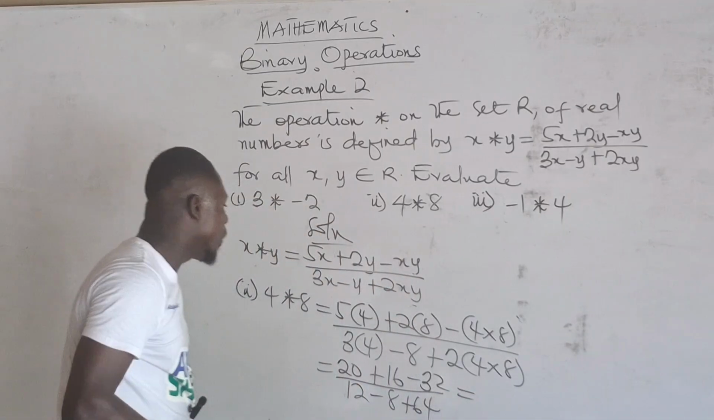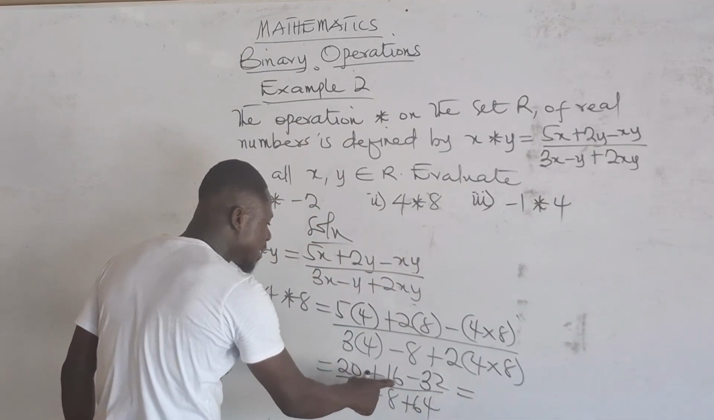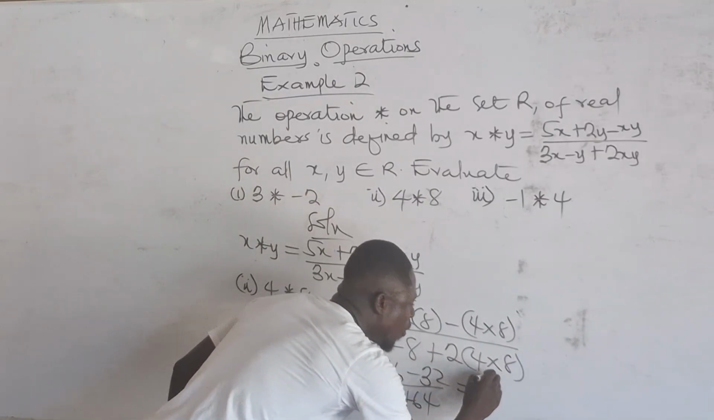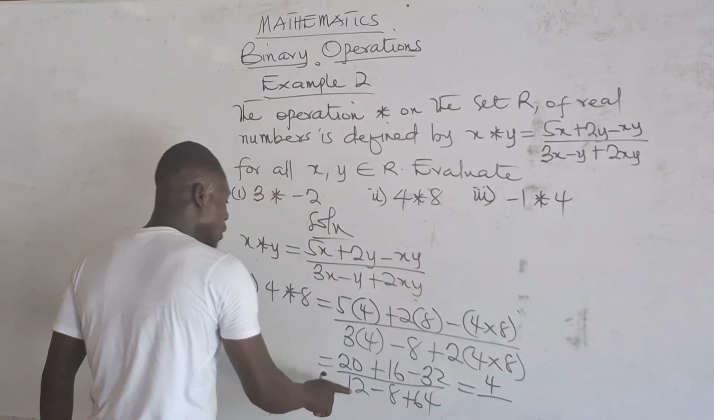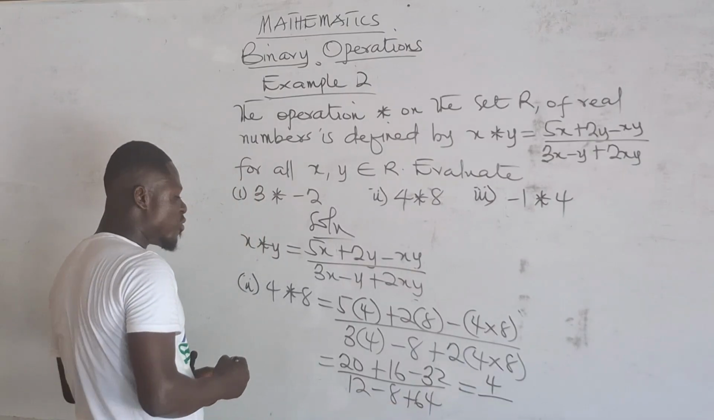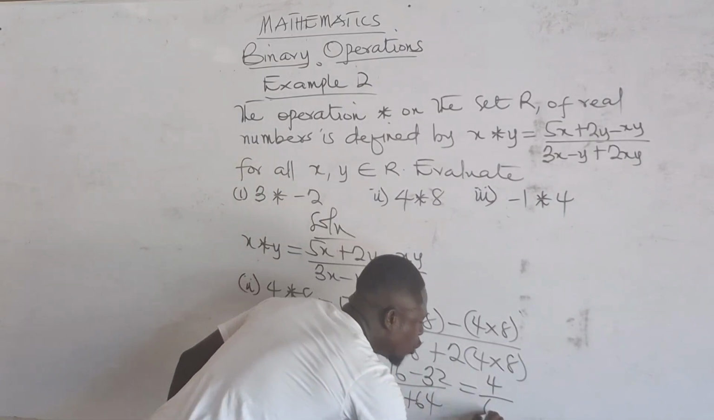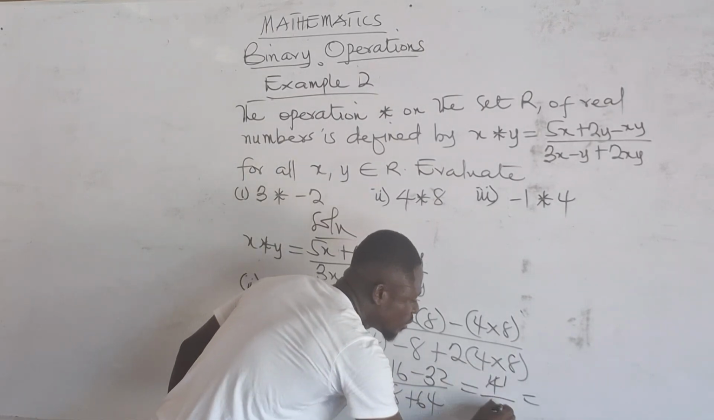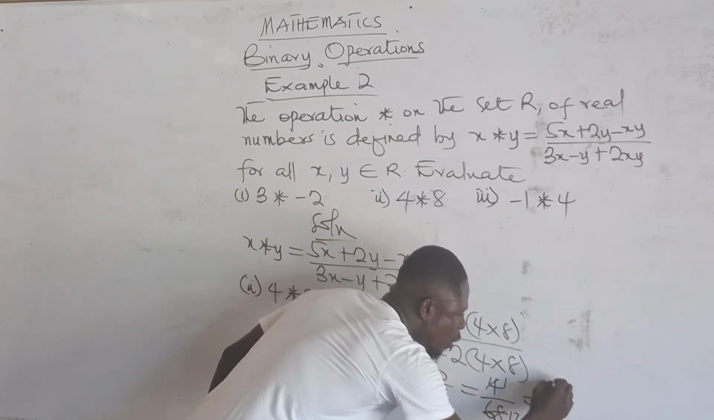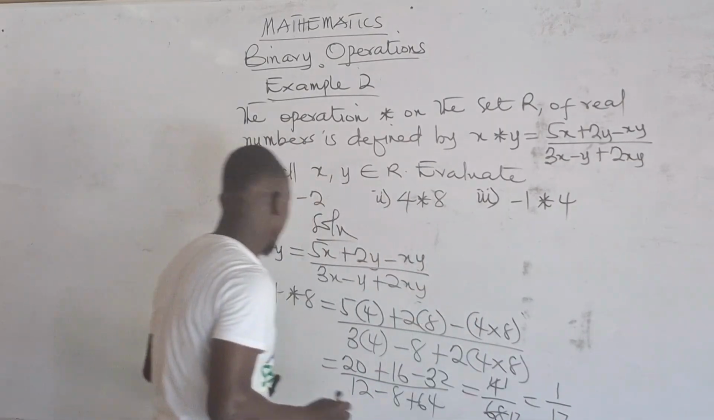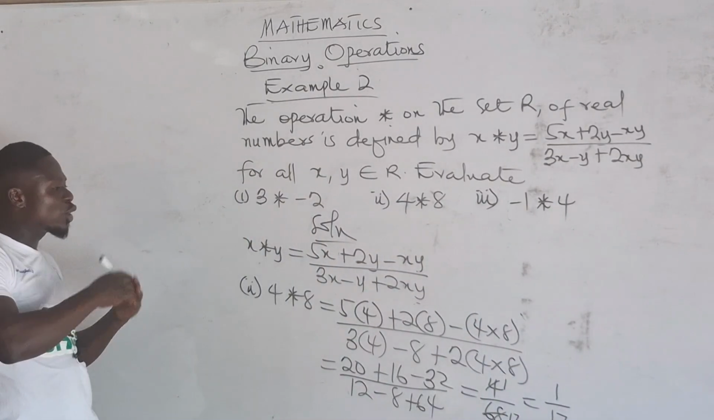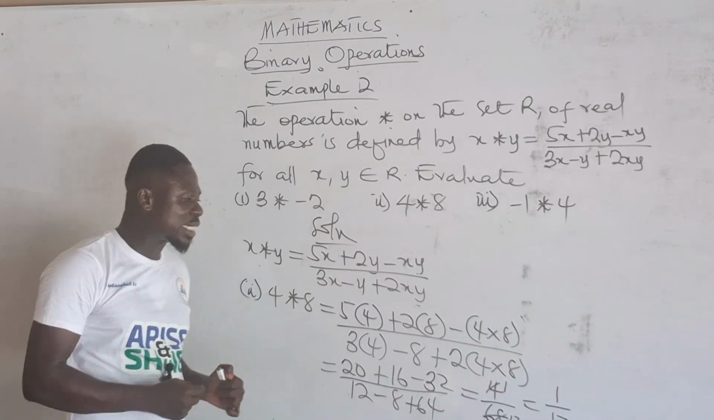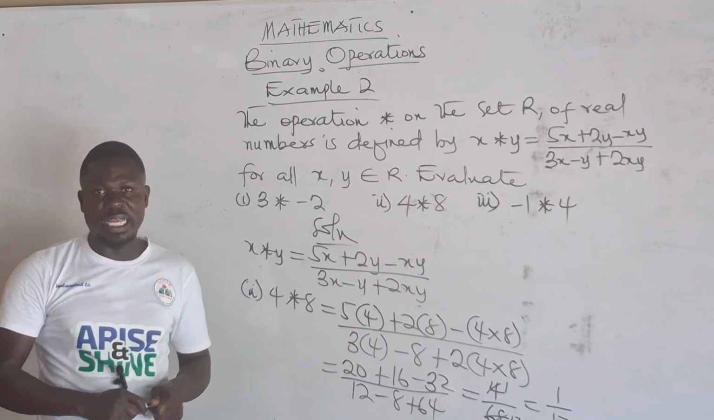So at this point, when we simplify, 20 plus 16 will be 36, minus 32 will be 4, divided by 12 minus 8 will be 4, plus 64 will be 68. It can clearly be seen that 4 will go here 1, 4 will go here 17. So we will have 1 over 17. So 4 and 8 have been combined under the operation star to produce an element which is 1 over 17.